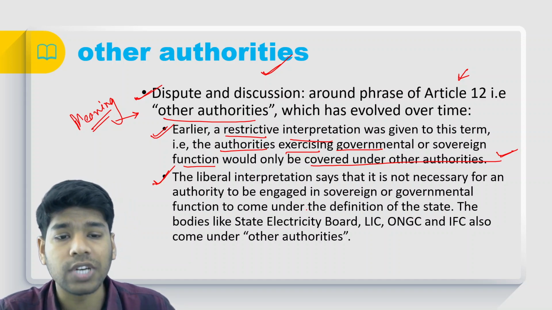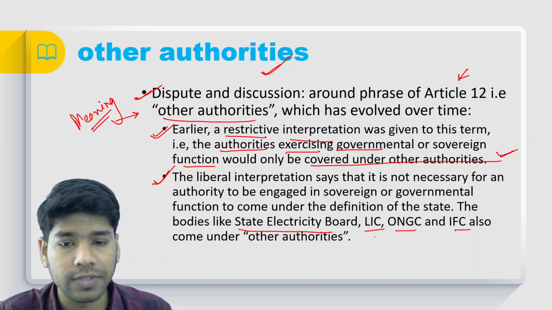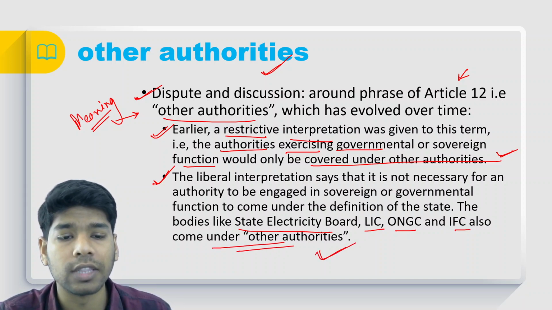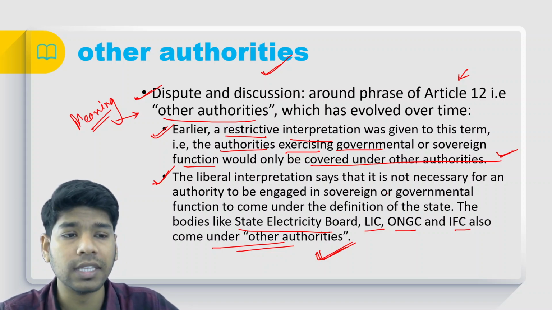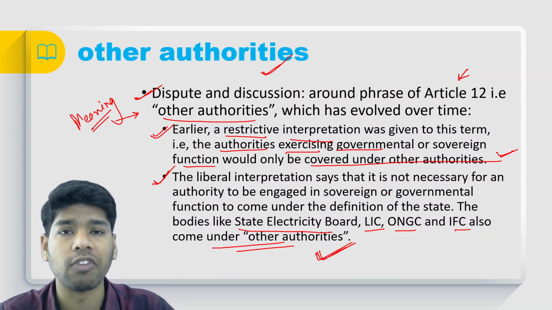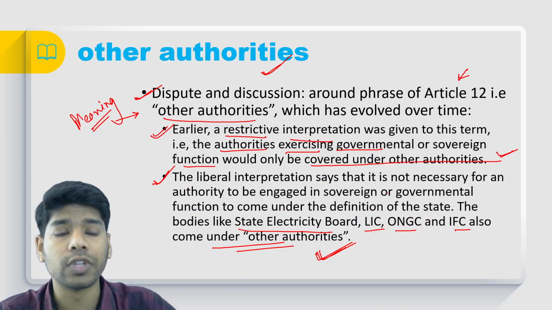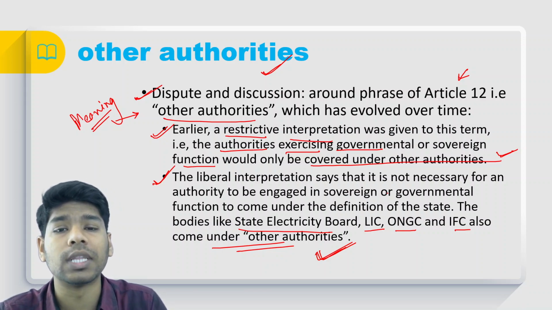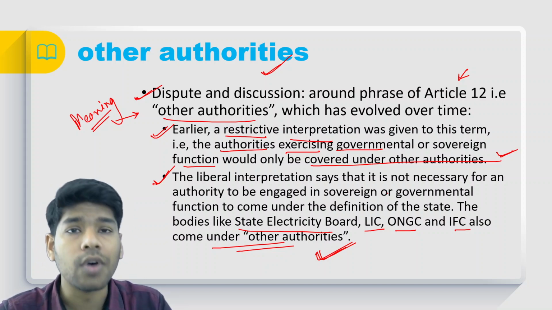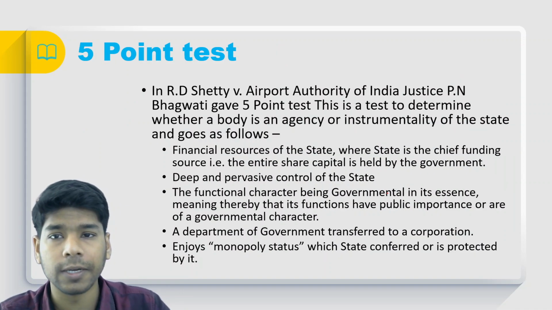What are the others? The statutory bodies, right? The state electricity board, LIC, ONGC, IFC also come under other authorities: the statutory bodies, not only the governmental bodies but the independent bodies, which are not necessarily engaged in the sovereign and governmental function. They are not sovereign bodies. They are not functioning for the sovereignty and the governmental aspects of India. But still, they also fall under other authorities, and thus fall under the definition of state. And next one.